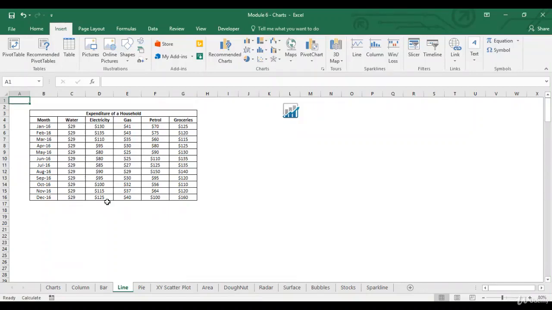So again for the line charts, I've got the numbers over here. Expenditure of a household. So I've got for 12 months, the water bill, electricity bill, gas, petrol, and groceries. Now, where is a line chart used? Line charts are used to identify trends in our data.